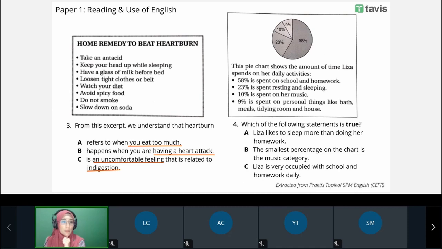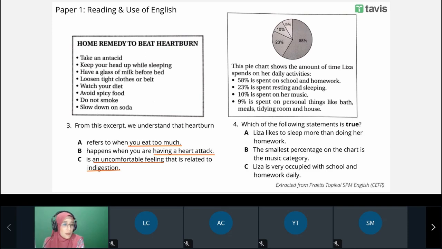Now let's try and have a look at the information here. So take an antacid. Keep your head up while sleeping. Antacid is just a substance where you can reduce your heartburn. Like we do have Gaviscon. Gaviscon is considered an antacid. Keep your head up while sleeping. Have a glass of milk before bed. Loosen tight clothes or belt. Watch your diet. Avoid spicy food. Do not smoke. Slow down on soda. Soda is an American term, but for British term, we call it carbonated drinks. So these are the ways of how you can treat heartburn.